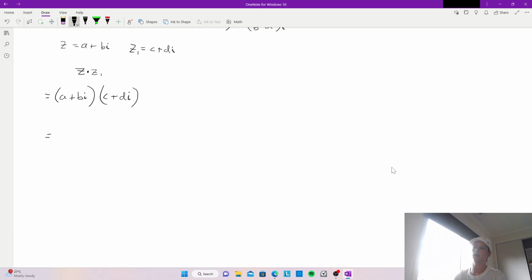We've got A times C, so that'll just give us AC, A times Di, which will be ADi, and then we've got Bi times C, so plus CBi, and then our final part where we've got Bi times Di, which will give us plus BD, and then the multiplication of the i's is going to end up being i squared.